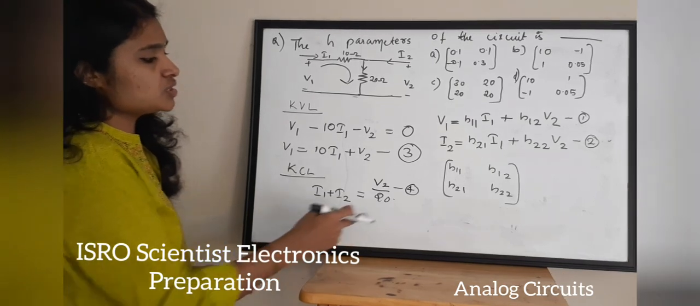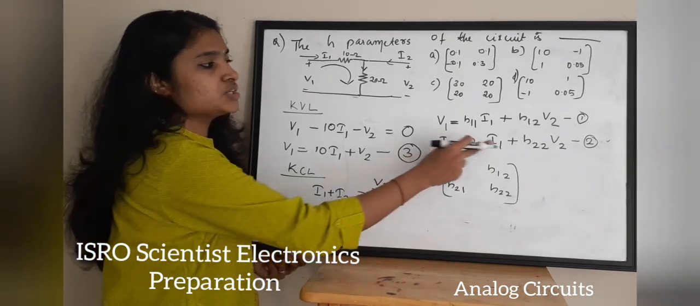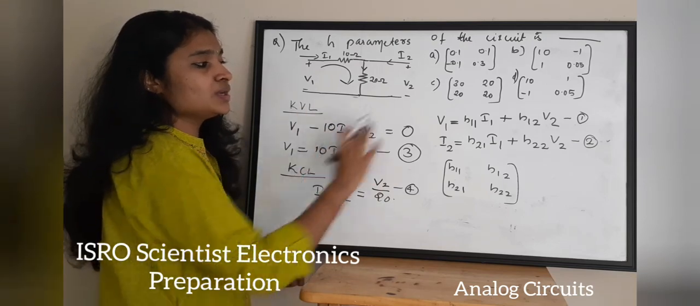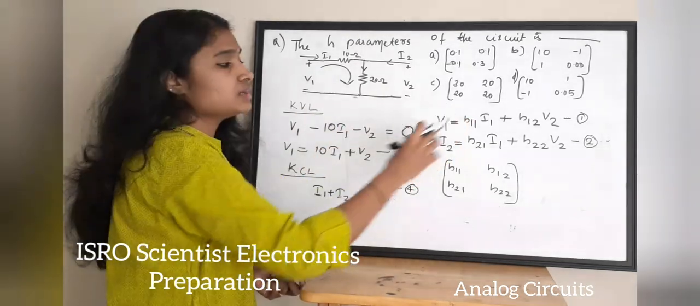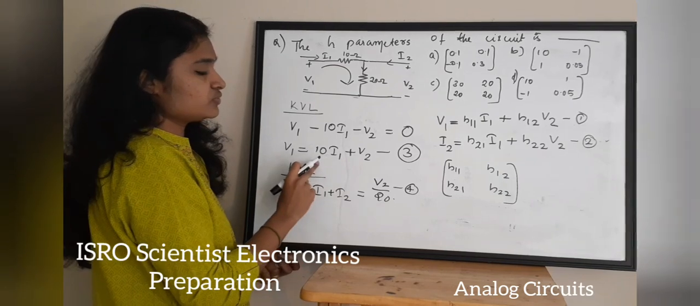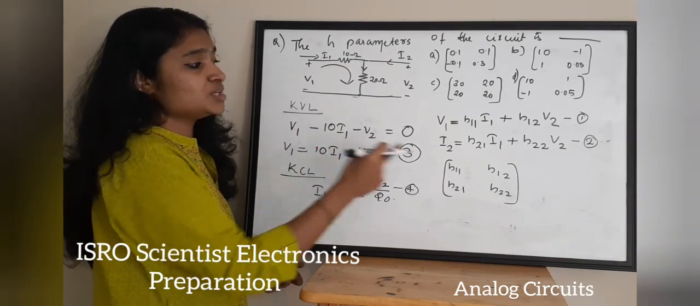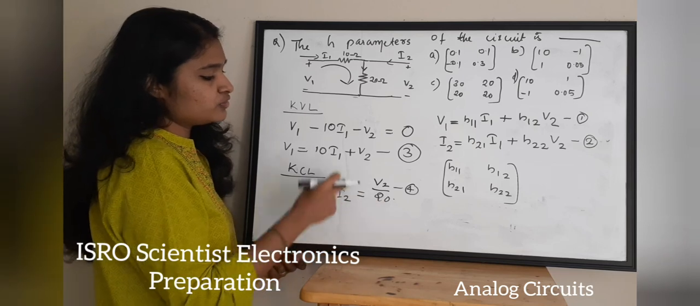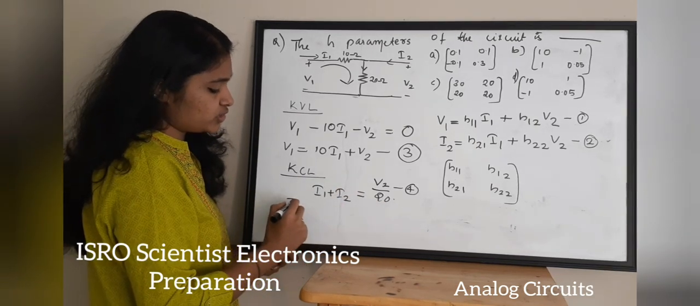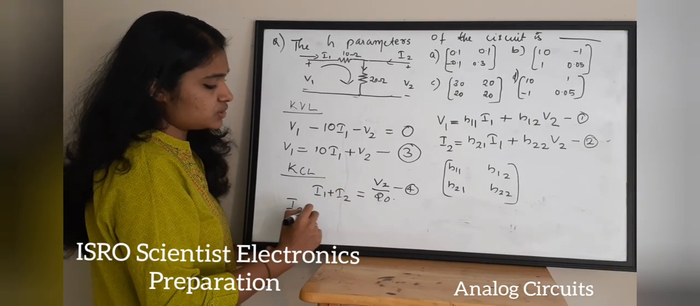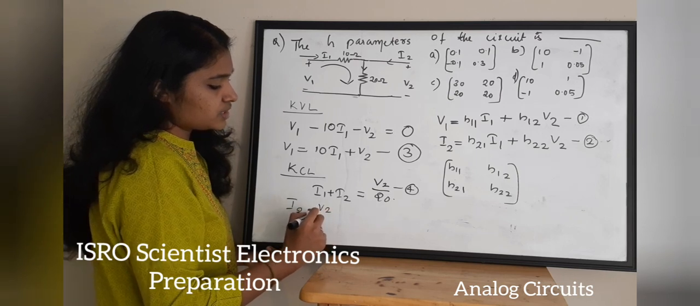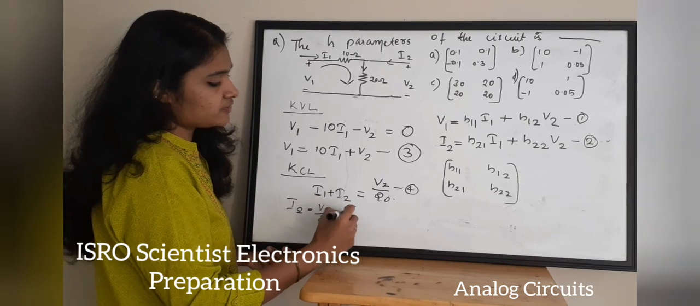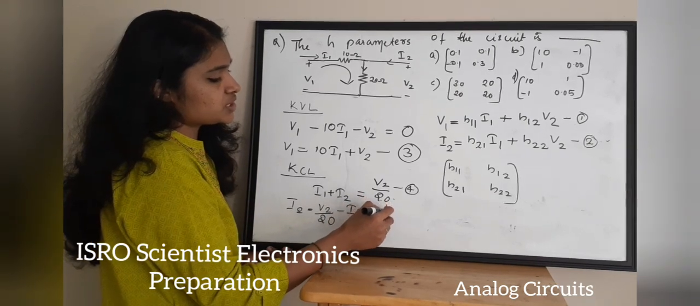Now, if you see this equation number 4 and equation number 2, actually we need two equations to equate with this standard equation, right? So we already have the equation for V1. We need an equation for I2. So make this in the form of an equation in terms of I2. So I2 is equal to V2 by 20 minus I1. Let this be your equation number 5.